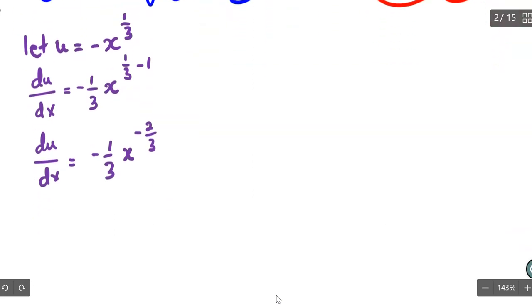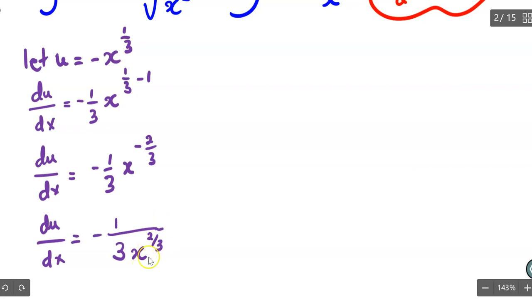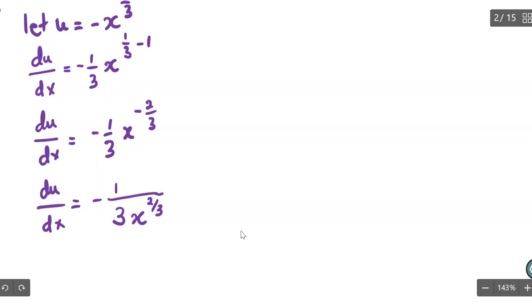Okay, so when I write this, I can now convert that into negative 1 over 3 times x to the exponent 2/3. Okay, so I will bring this down to the denominator. When I bring it down to the denominator, I can change that to a positive exponent. So now you can see that the dx over x raised to exponent 2/3 will match with this now, right? So the next step is to manipulate this ratio.